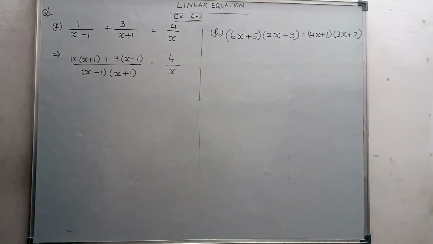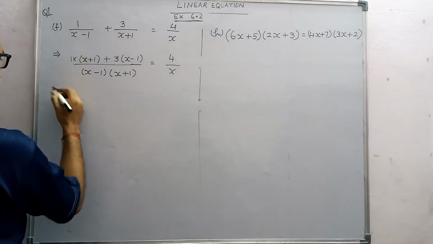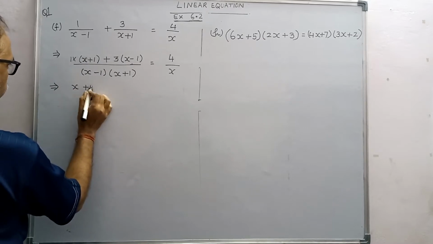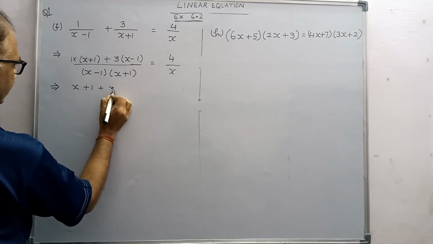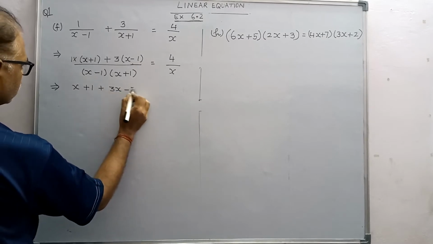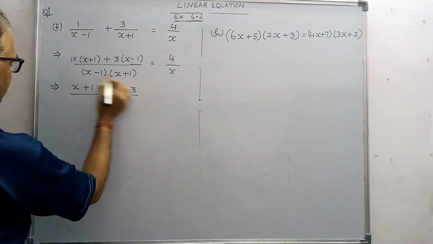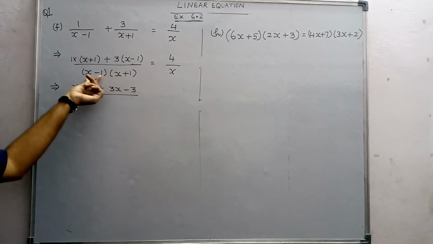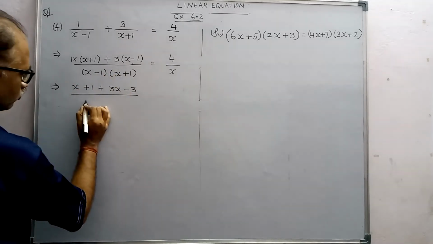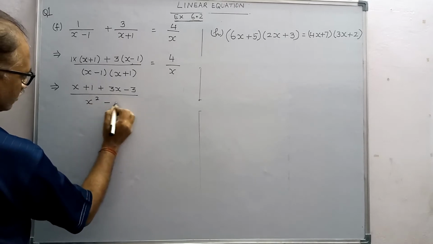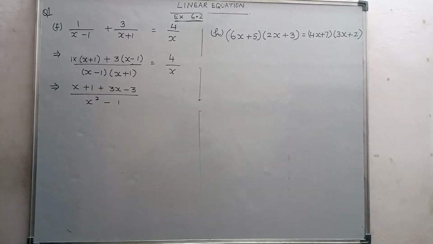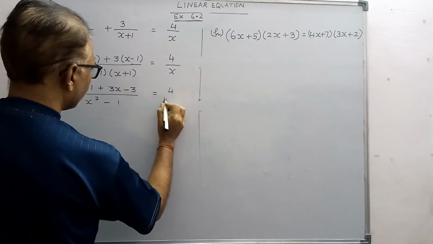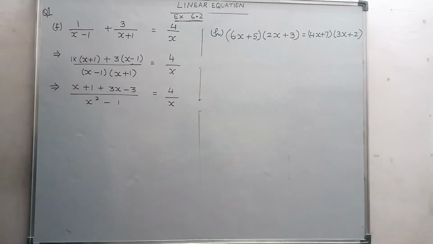Now we will simplify the numerator. 1 multiplied by anything will be the same, so open the bracket simply. And this side you will get 3 into x is 3x, minus 1 into 3 is minus 3. Upon, simplify this, in the denominator you use the formula a plus b into a minus b, that will give you a square minus b square, that is x square minus 1 square. 1 square is nothing but 1. This equals 4 upon x as it is.